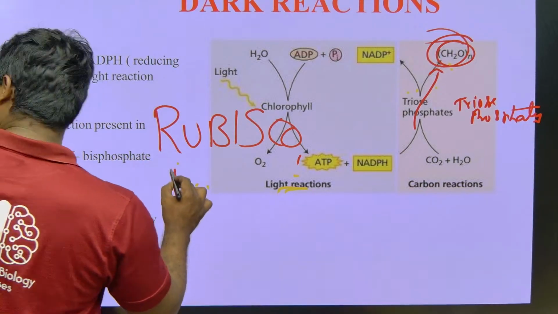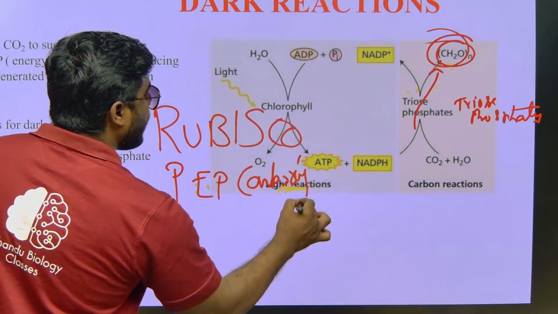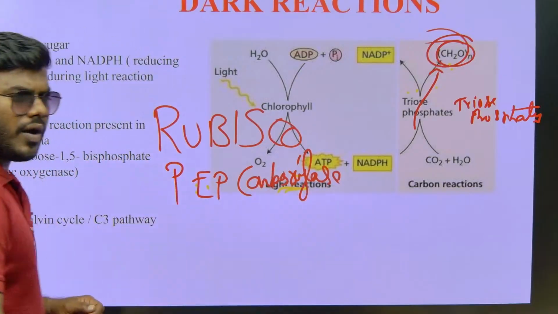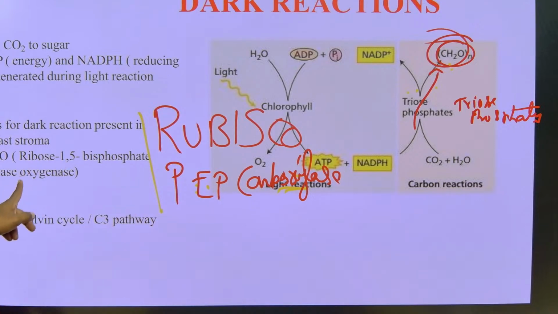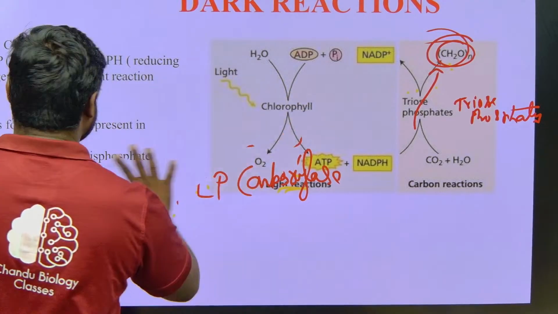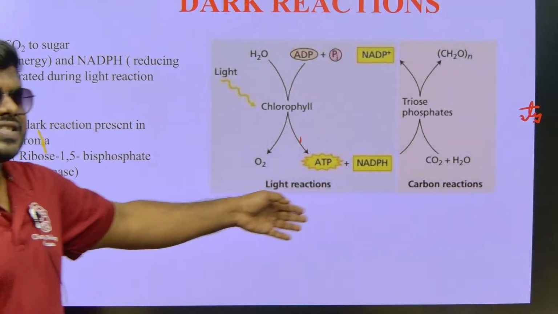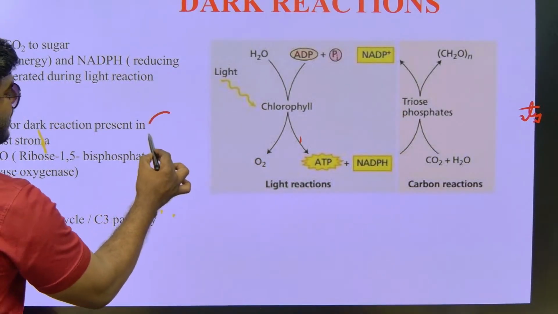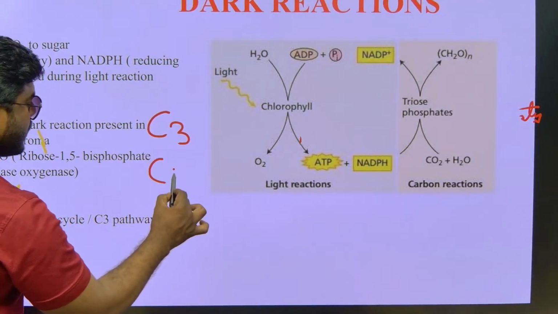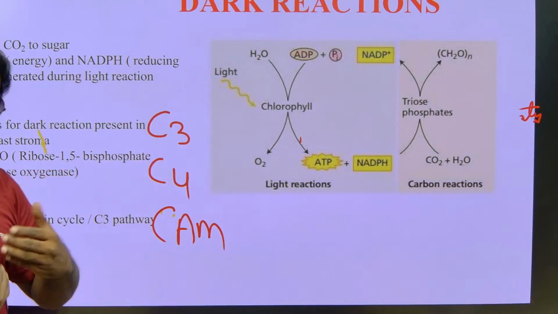Apart from rubisco, there is another important enzyme named PEP carboxylase. Got it? Since these two enzymes, which are required for the C3, C4 and CAM pathways, are located in the stroma, the dark reactions happen in the stroma. Now all of you understand from now onwards, based on the fixation of carbon, or based on the dark reaction, all the plants on this earth are broadly categorized into C3, C4 and CAM plants. Based on what? Carbon fixation.